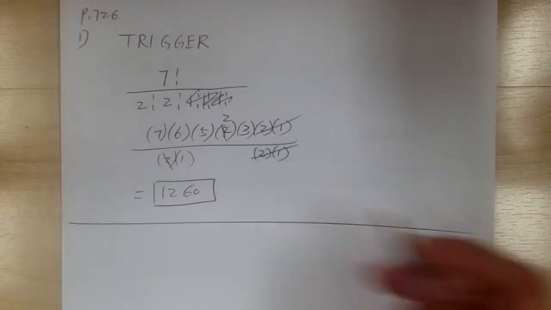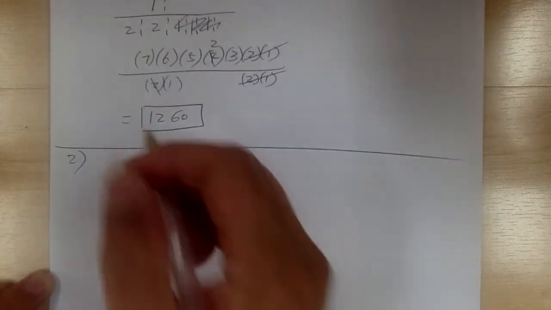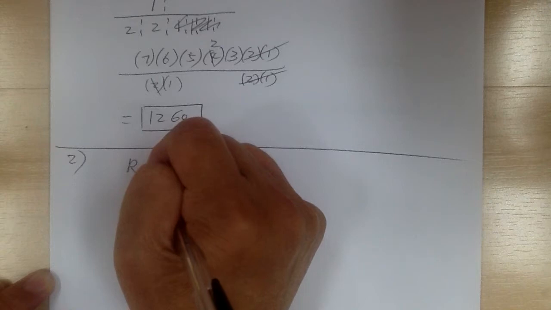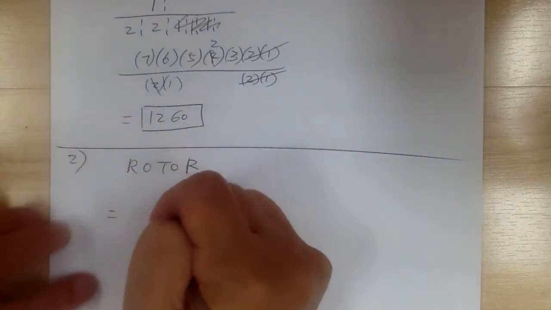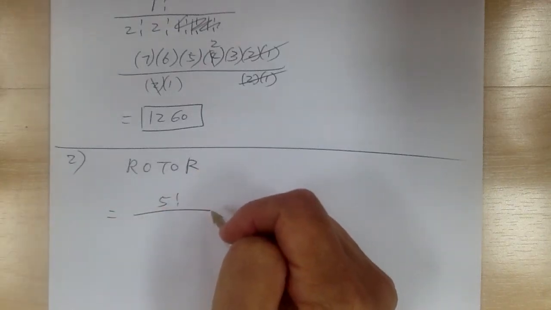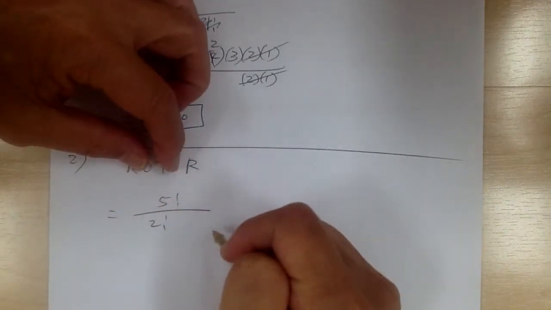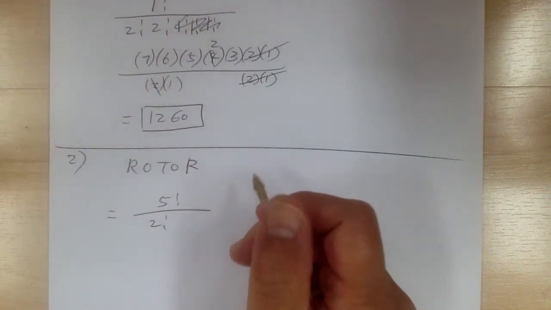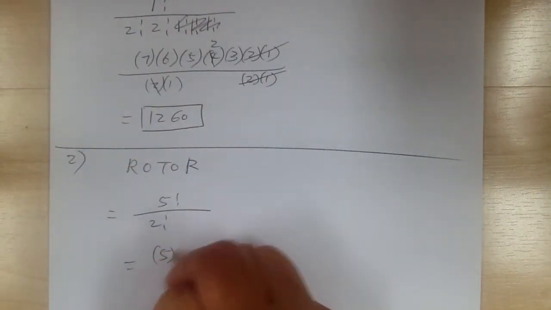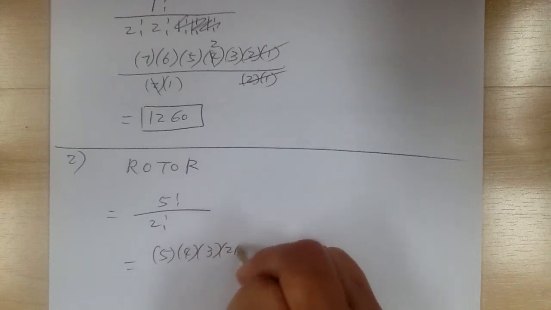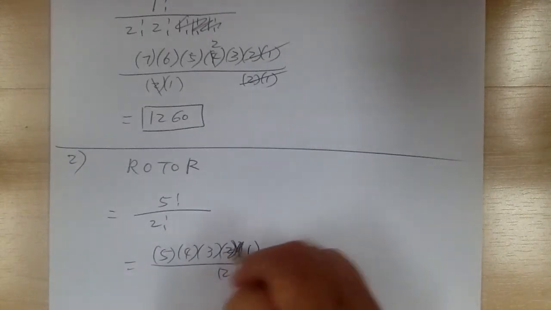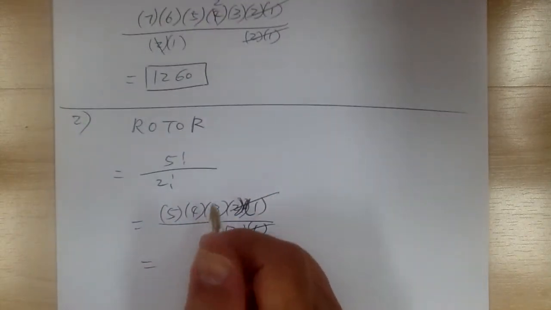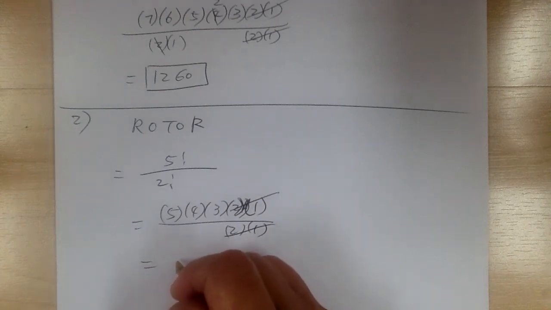Okay, let's go to number 2. Okay, you have the word water. So this will equal, there are 5 letters, so it will be 5 factorial. Then you have to divide by 2 factorial for the 2 W's, and 1, 1, 1. Okay? And so this will equal 5, 4, 3, 2, 1. And 2 factorial would be 2, 1. So this will cancel out. And so when you multiply, you will get 30.